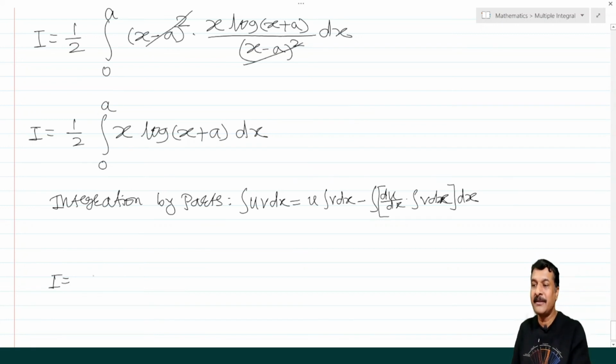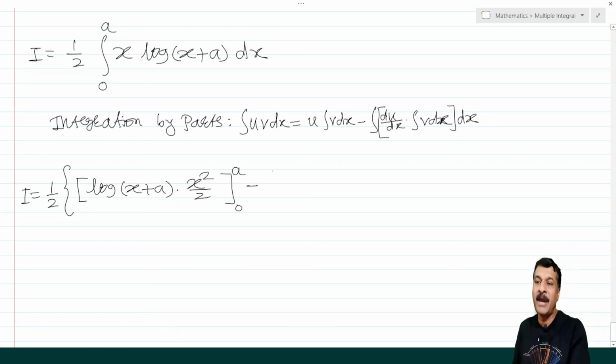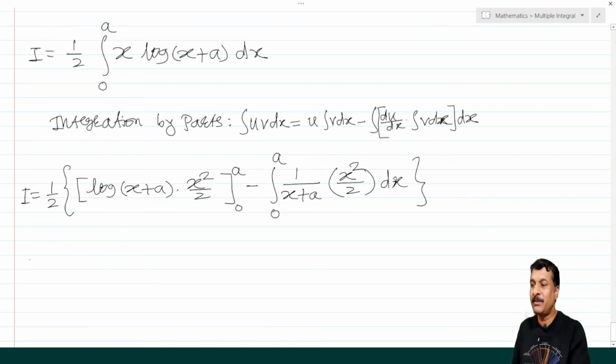So I am getting I equal to, note that here 1 by 2, it is outside. First constant means log of x plus a constant into integration of x is x square by 2, lower limit 0 to a minus integration 0 to a derivative of this one. So it is a 1 upon x plus a into integration of second, so x square by 2 into dx. So simplify it, it is a 1 by 2. So I equal to 1 by 2 is outside.